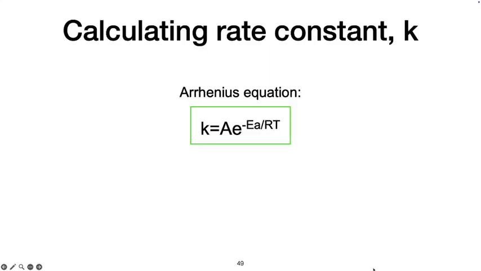So, calculating our rate constant. We get this special equation known as the Arrhenius equation. We'll look at where this came from, but it ultimately asked: how can we look at different measurements for a chemical reaction and see what causes it to change?